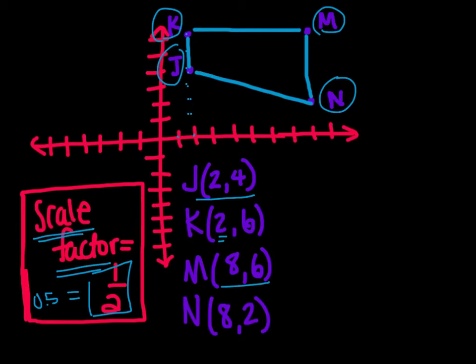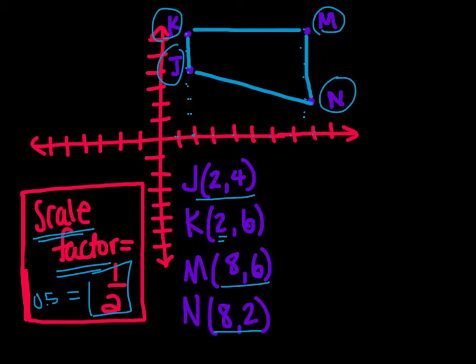M is at 8, 6. So 1, 2, 3, 4, 5, 6, 7, 8. Then up 6. 1, 2, 3, 4, 5, 6. Good. And N is at 8, 2. So over 8 and up 2. Good, N is at the right spot.